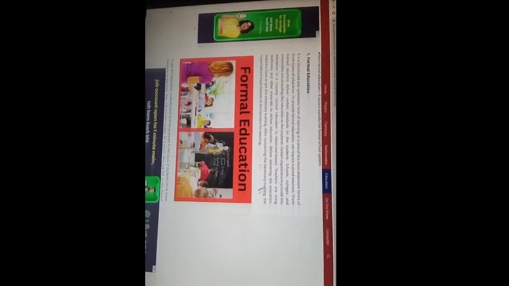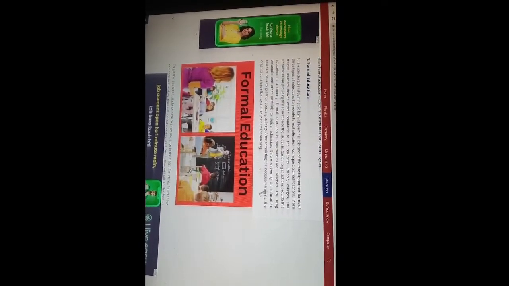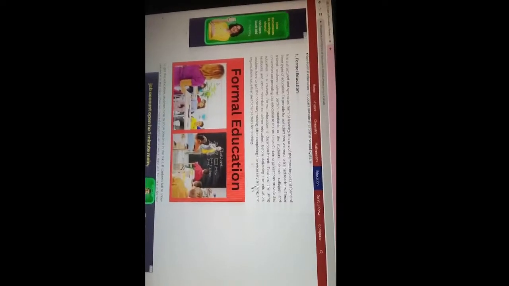To provide formal education, we require trained teachers. These trained teachers deliver certain standards to the students in school. Schools, colleges, and universities are providing this education to the students. Certain organizations provide this education in the country. Formal education is classroom based. Teachers use textbooks and other materials to deliver education. Before delivering the education, teachers have to get the necessary training. After completing the necessary training, the organizations issue licenses to the teachers for teaching.